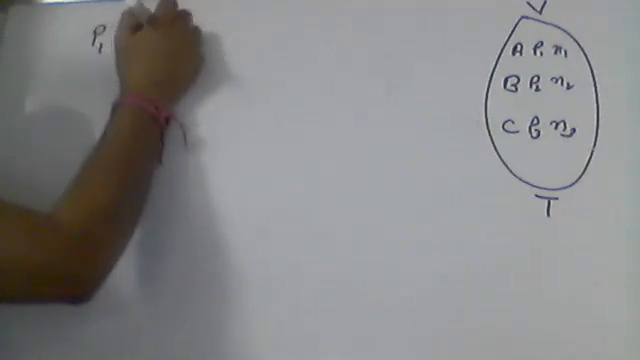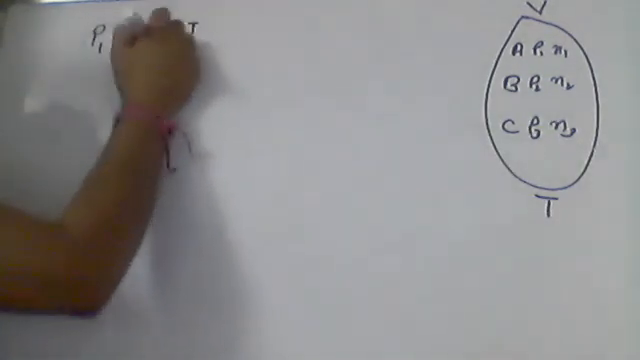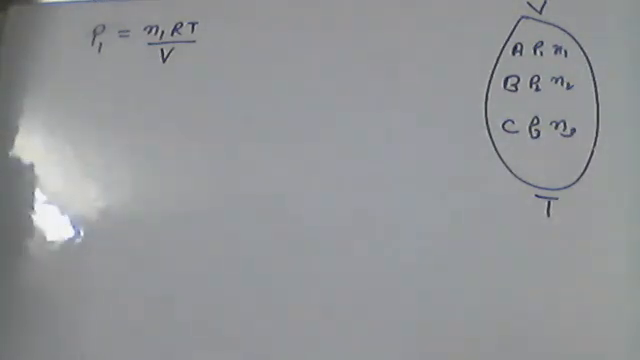So what I'm going to do, I'm going to just apply PV is equal to nRT. From PV equals nRT, I can write down for the first gas, pressure P1 will be equal to N1 RT by V. Anyone having a doubt, please ask.